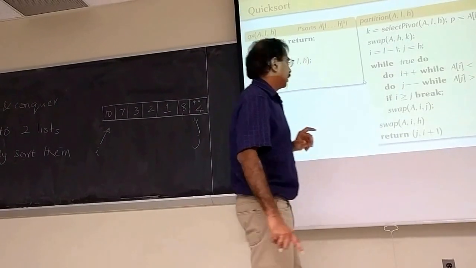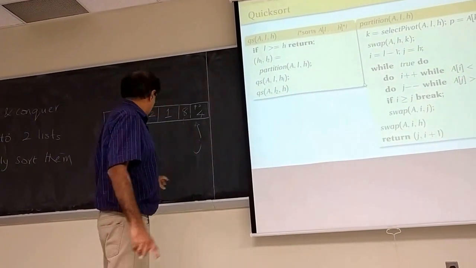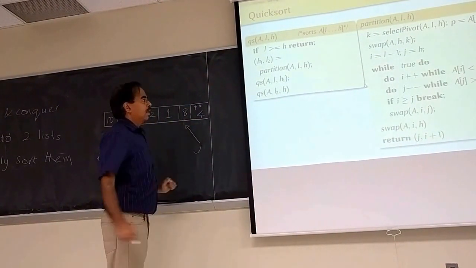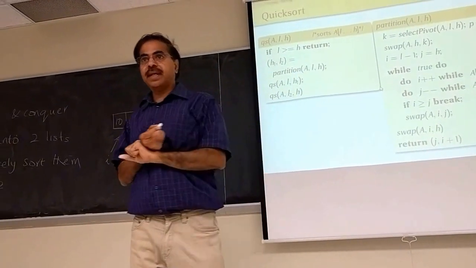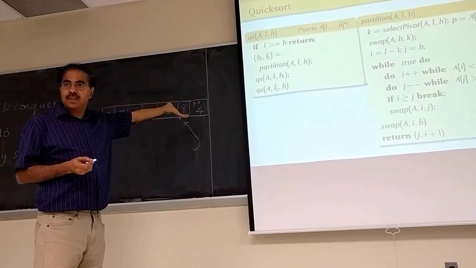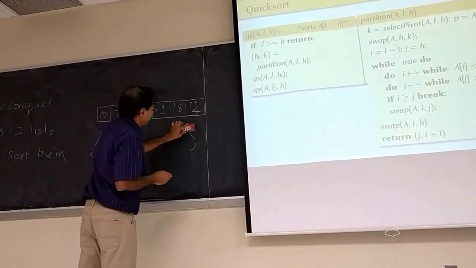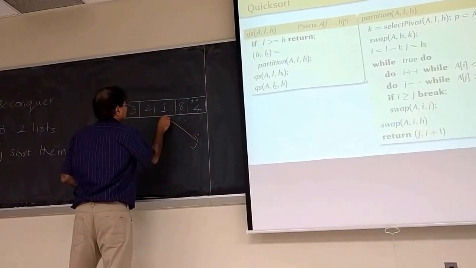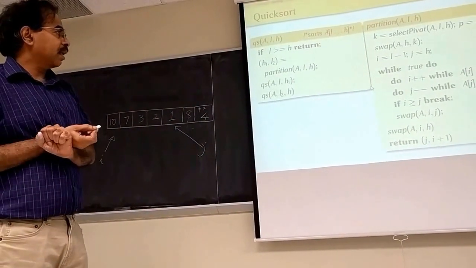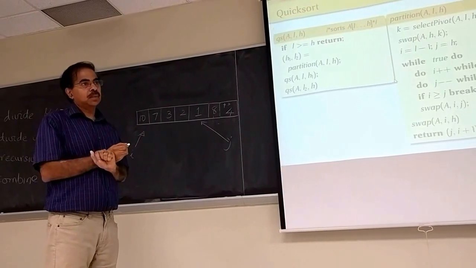Now you do J minus minus. Again, you do J minus minus first, and we check if A[J] is greater than P. So 8 is greater than 4. So we're going to continue in the loop, and we're going to come back and decrement J again. So J now goes here, and then we check is A[J] greater than P. Is 1 greater than 4? No.